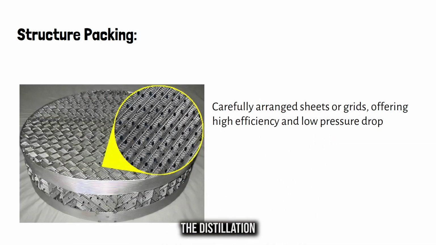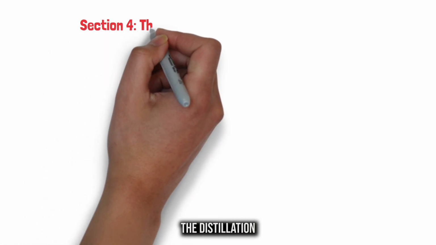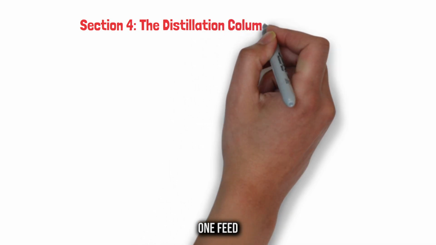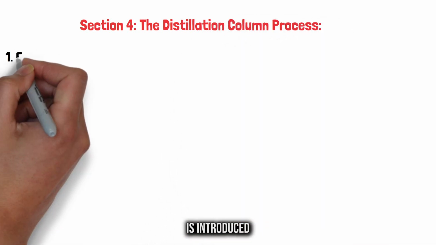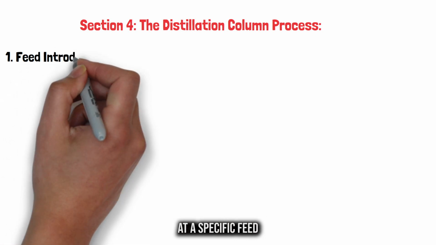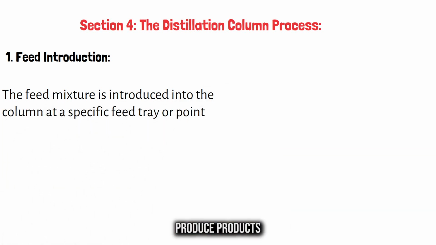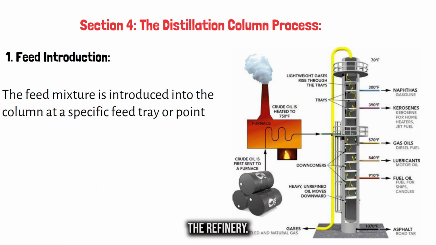4th point, the distillation column process. Now, let's break down the distillation column process step by step. 1. Feed introduction. The feed mixture is introduced into the column at a specific feed tray or point. Feed is most important because without feed, we cannot produce products, mostly in the refinery.